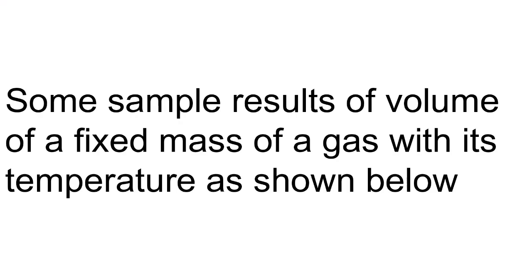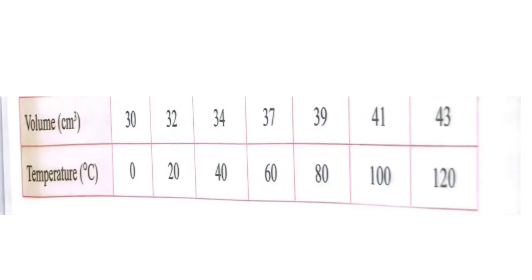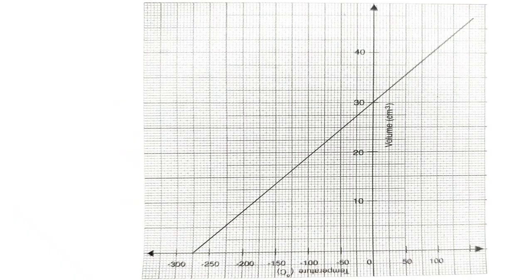Now, some sample results of volume of a fixed mass of a gas with its temperature are as shown in the table below. In this particular table, we have values of volume in centimeters cubed versus temperature in degrees Celsius. So you realize that an increase in volume, according to the table, is directly increasing the temperature too. Let us see how the graph is going to look. Now, look at the graph.